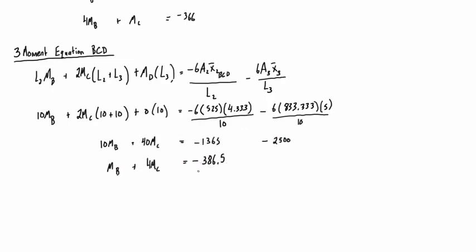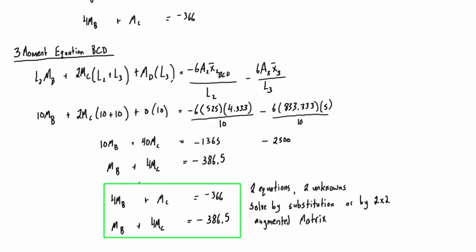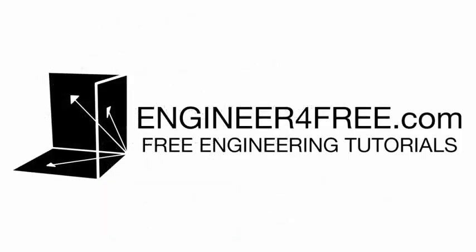And really what we have now is 2 equations and 2 unknowns. So we can either solve that by simple substitution or using a 2x2 augmented matrix to get the internal moments at B and C. So I'm going to pause this video here. That's going to be the end of part 1, and join me in part 2 where we're going to solve this matrix and then figure out what all the internal moments and shears are at the ends of each of those spans. And then in part 3, come back and we will draw the shear force diagram, bending moment diagram, and solve for the reactions.